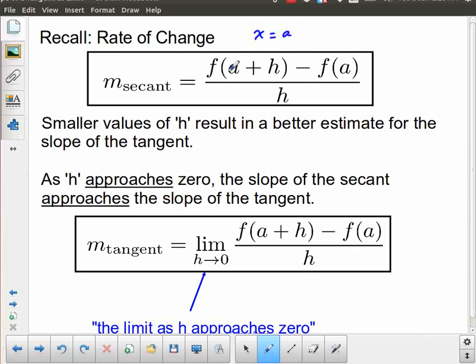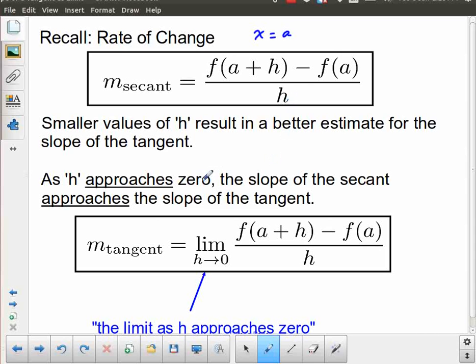then what I do is I actually also look at my second point, which is going to be a little bit further than a. So I add some small value h. And as we discovered, the smaller my value of h, generally that means I'm going to get a better estimate for my slope of the tangent. Ideally, we would like that value of h to be 0, but we can't divide by 0, so that causes us a problem. So all we can do is make that as small as possible.